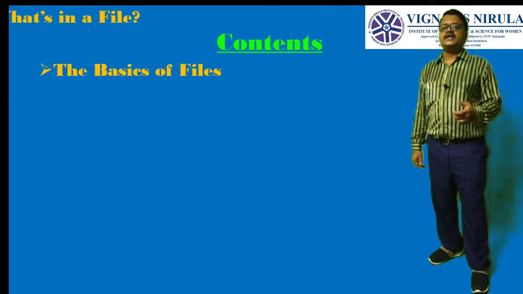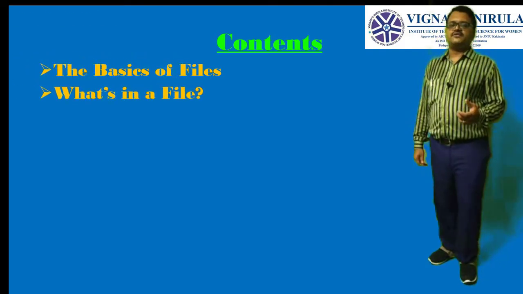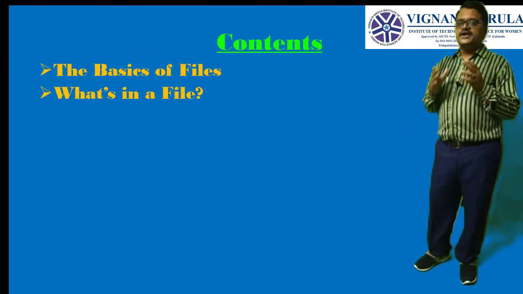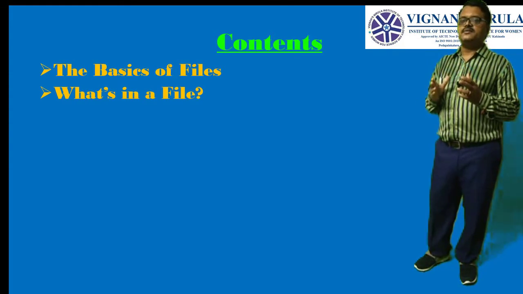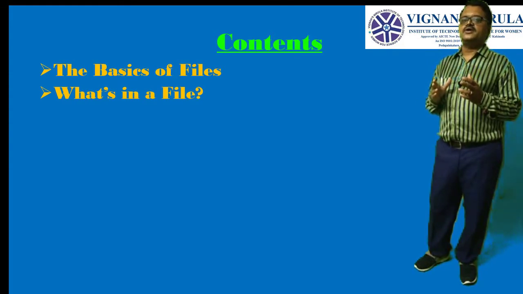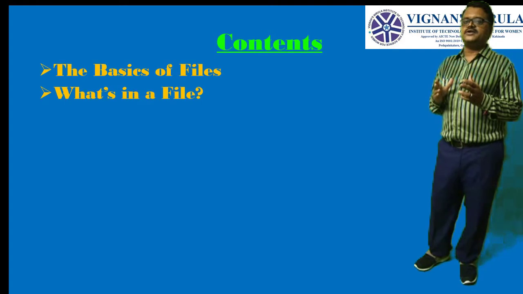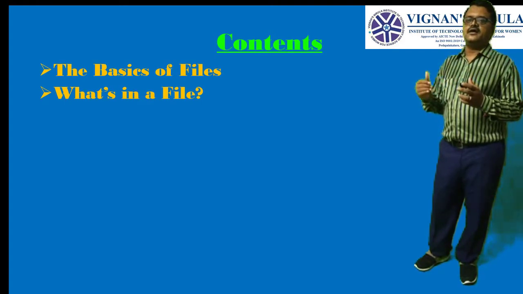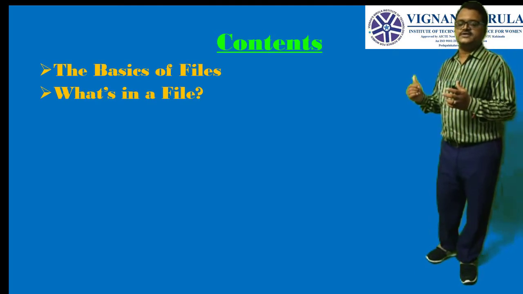Second topic is what is in a file. That means how we determine the type of the file. That will be discussed in this topic. So using file command we will determine the type of the file. How it determines, that we will discuss in what is in a file.